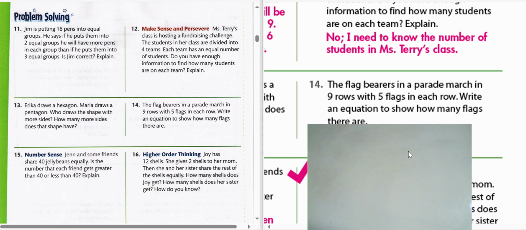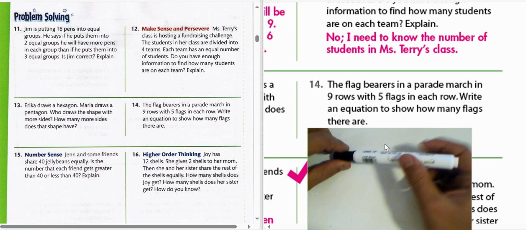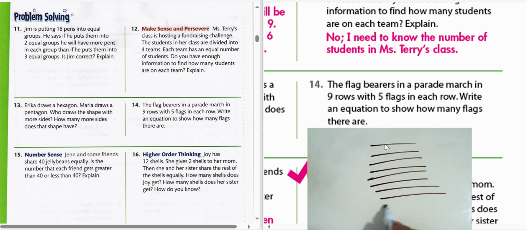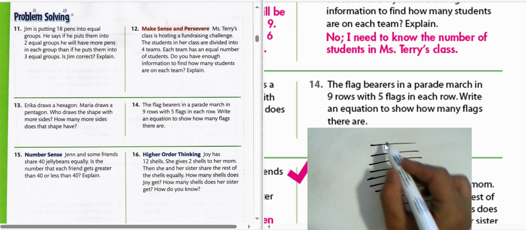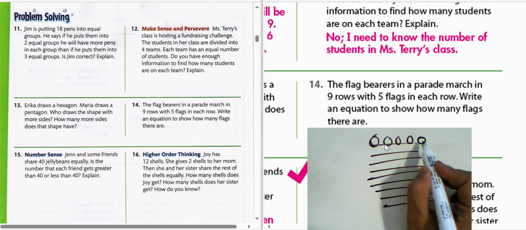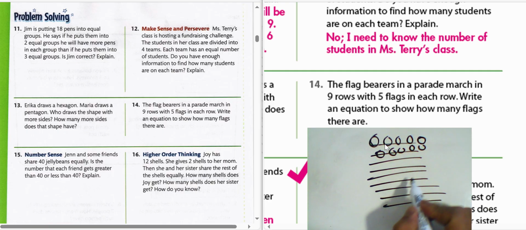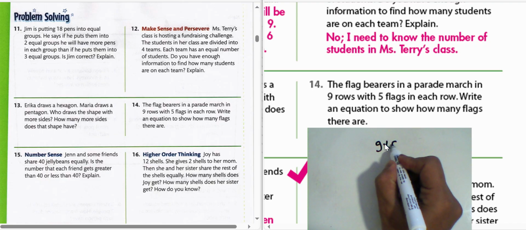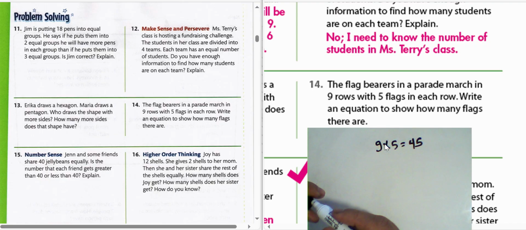Number 14. The flag display in Breda Marsh is 9 rows with 5 flags in each row. Write an equation to show how many flags there are. We have the number of rows, which is 9: 1, 2, 3, 4, 5, 6, 7, 8, 9. Each row contains 5 flags: 1, 2, 3, 4, 5, and so on. Then the total number will be 5 times 9, or 9 times 5, equals 45. Okay, then the total number here will be 45.